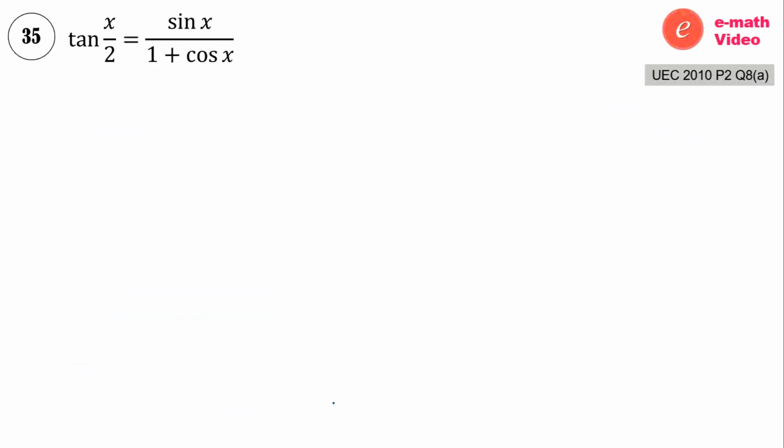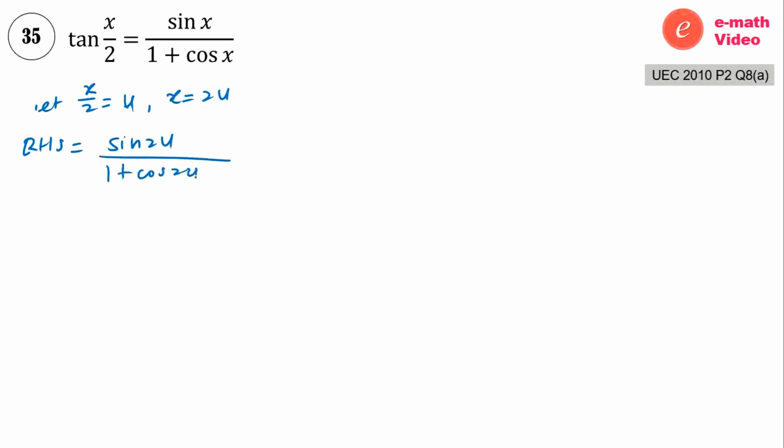Proven. Number 35. You look at it, it's very similar to the last question, right? I purposely put them together. This is actually a question from UEC in 2010. So, same method, I think you know already. We let this x over 2 be u. So, x equals 2u. On the right hand side, we have sine 2u over 1 plus cos 2u, so that we can use the double angle formula. For double angle sine, we only have one formula, which is 2 sine u cos u.